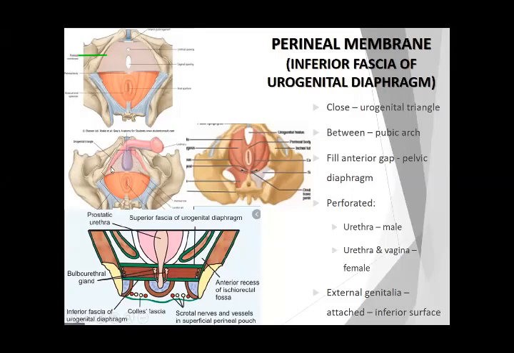This is the perineal membrane, the same membrane over here. They are attached to the inferior surface or the under surface of the perineal membrane. Inferior fascia. This is the urogenital diaphragm. This is the perineal membrane. It is pierced by the urethra, and of course the vagina in the female, the nerves and blood vessels, and the ducts of the bulbourethral gland. We have already discussed the bulbourethral gland last time.